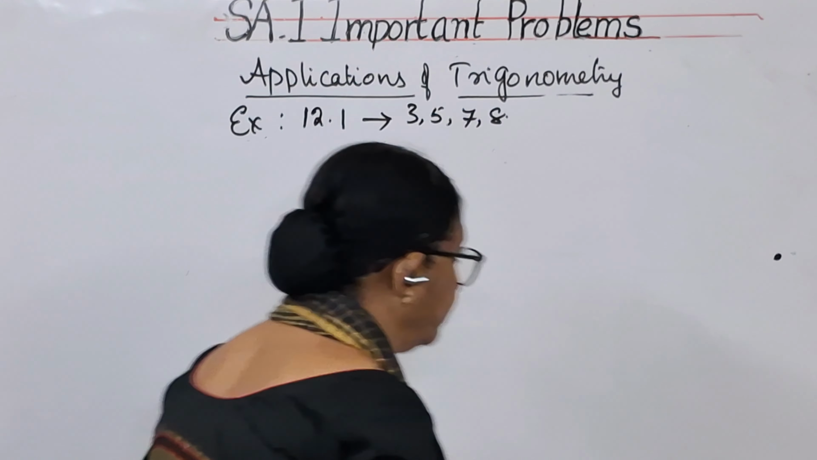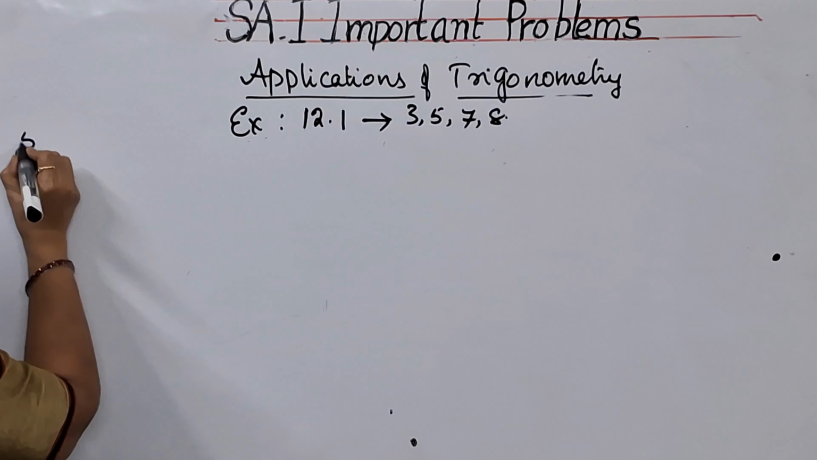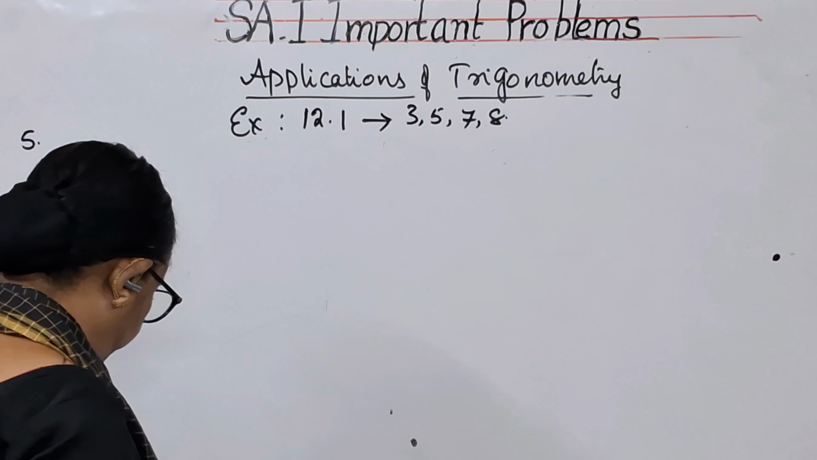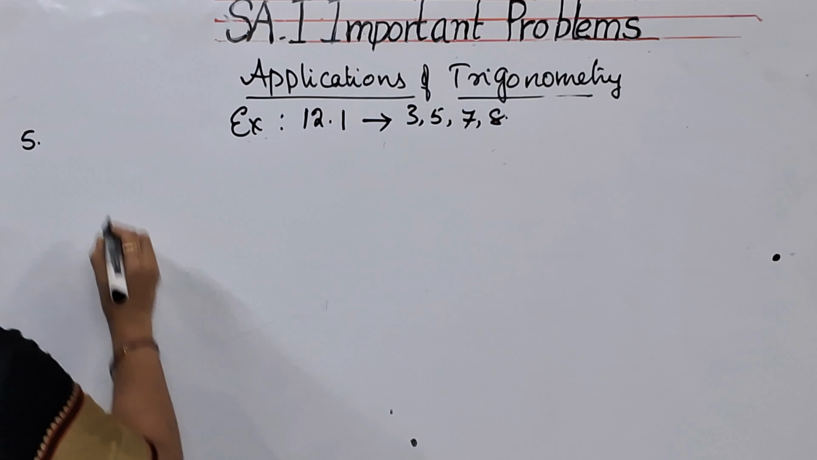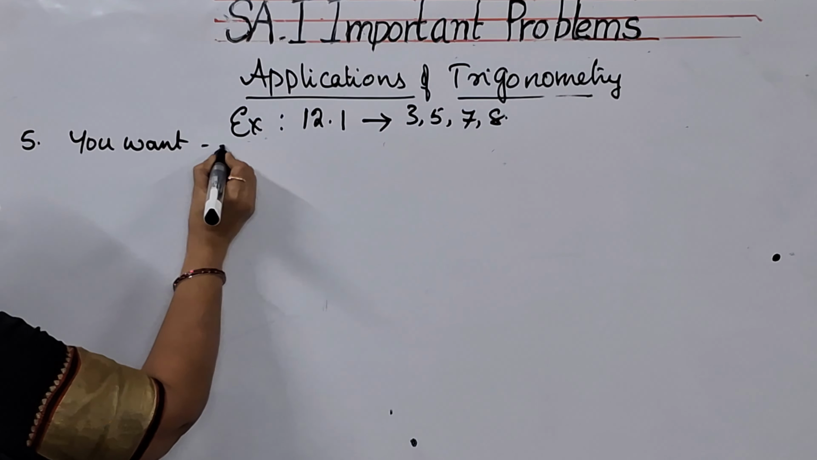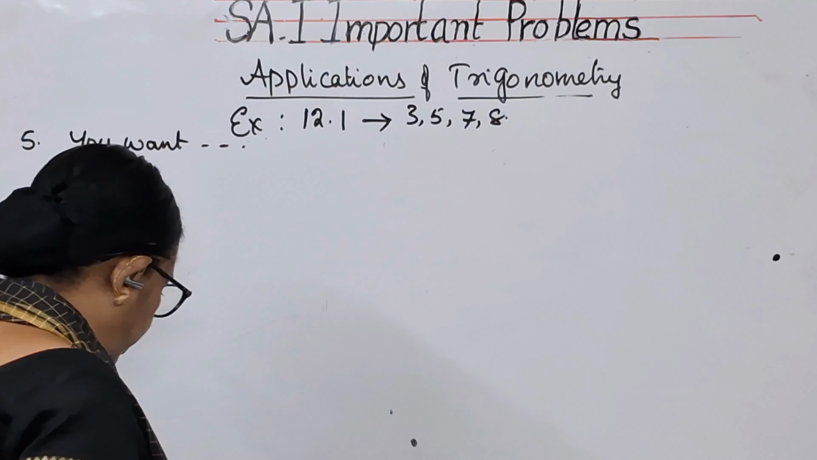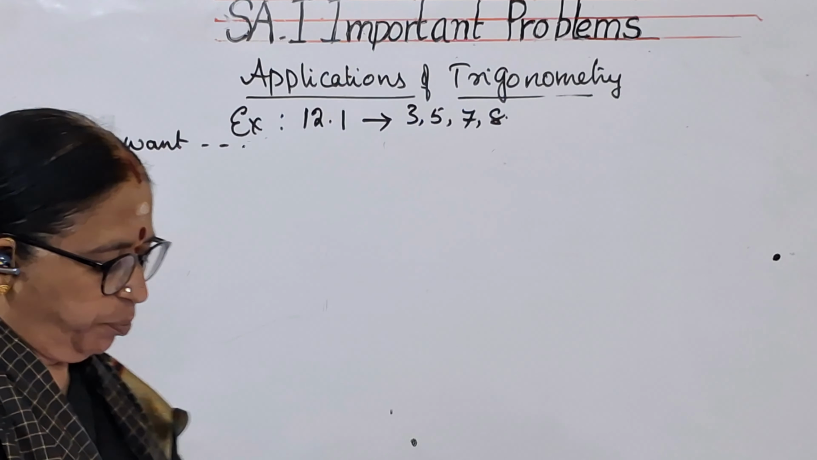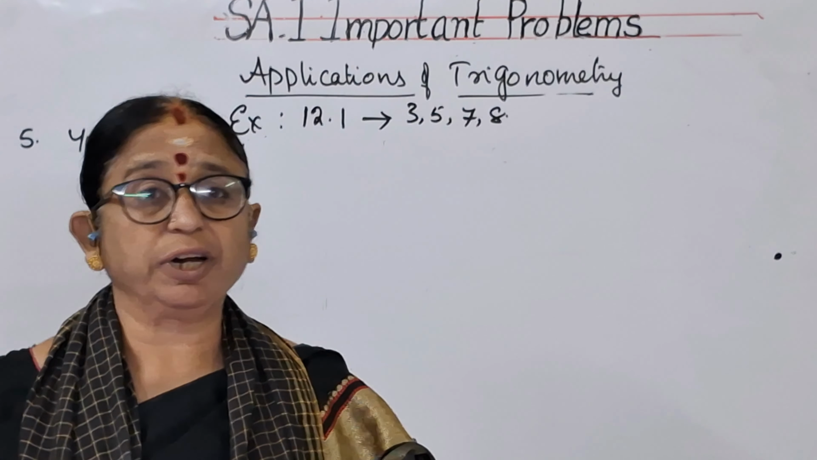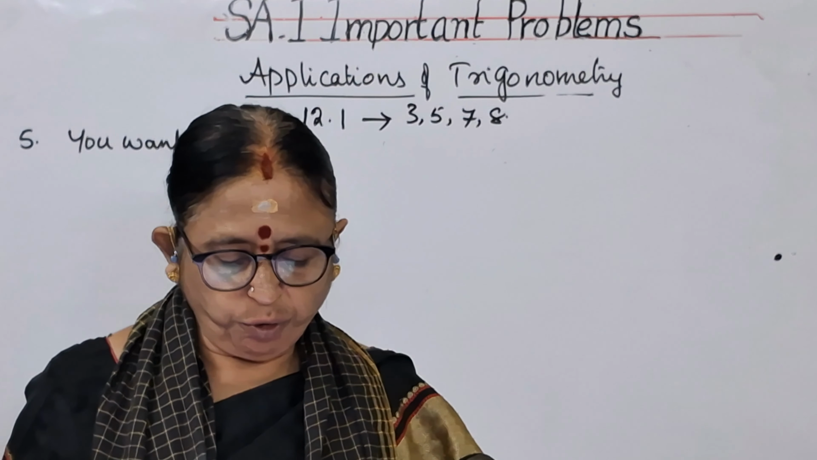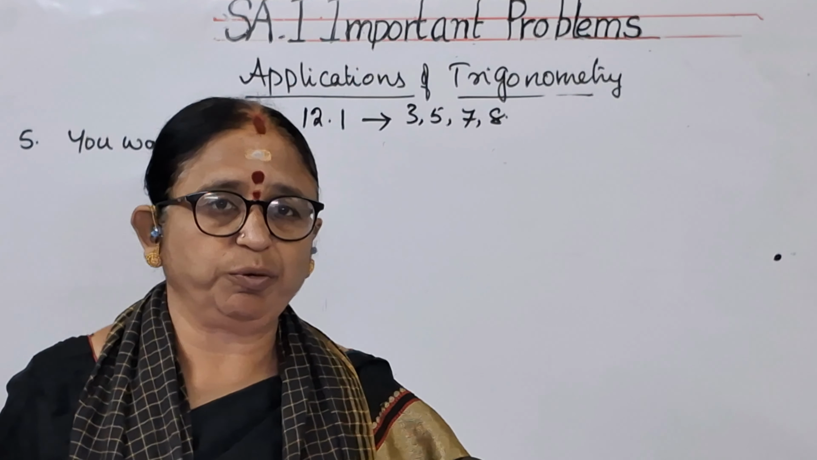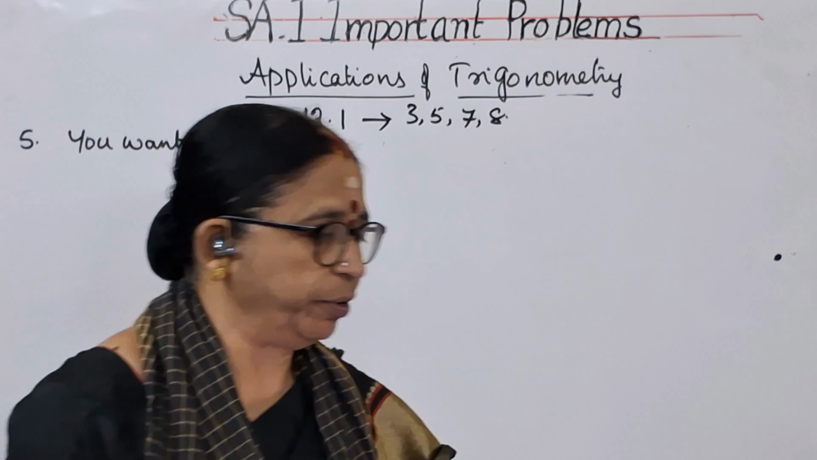Now let us see the fifth problem, children. What does the fifth problem say? The fifth problem says you want to set up a pole of height 10 meters vertically with the support of 3 ropes. Each rope has to make an angle of 30 degrees with the pole. What should be the length of the rope, total rope?